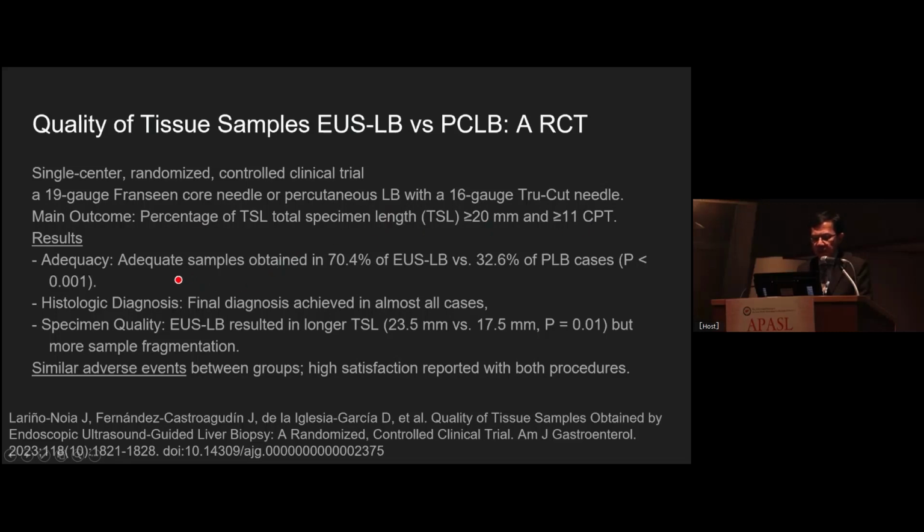In the result, adequate sample was obtained in 70% of EUS guided liver biopsy versus only 32% of percutaneous liver biopsy. However, for histological diagnosis, final diagnosis was achieved in almost all cases. In terms of specimen quality, EUS guided liver biopsy resulted in longer total specimen length, 23 versus 17. The P is about 0.01, but more sample fragmentation. The adverse event rate is about the same in both methods.